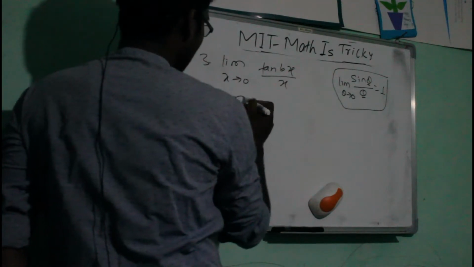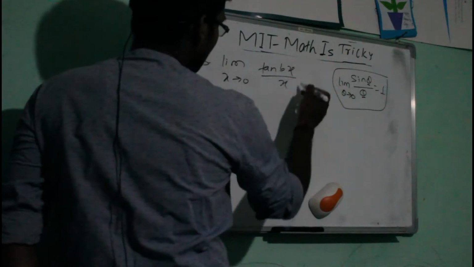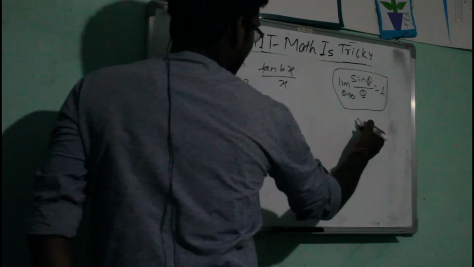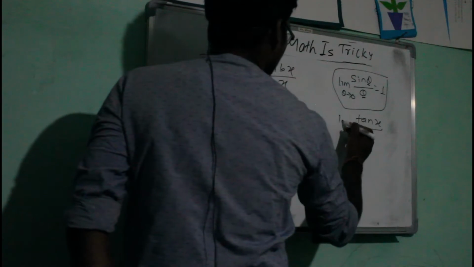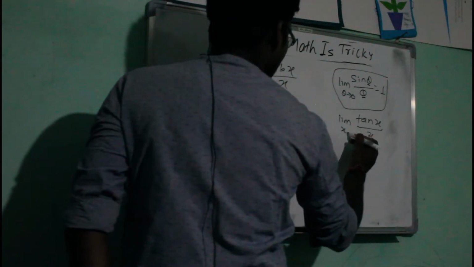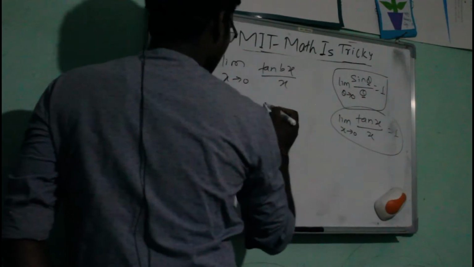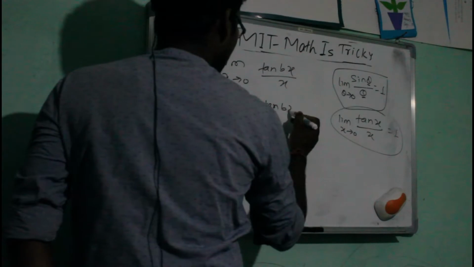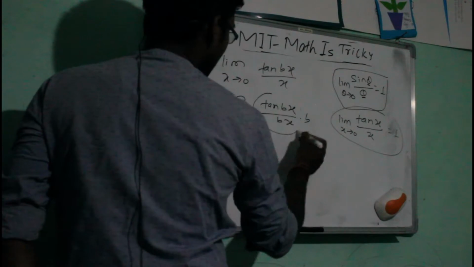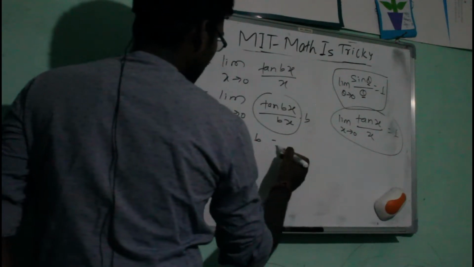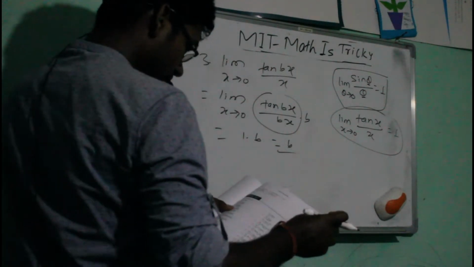So what we can do here, limit x tends to 0. As we know, this is also a formula: tan x by x, as x tends to 0, is also 1, as I have just proved. So simply you can write this as a formula. So let's write tan bx by bx, into b to balance this, so this is going to be 1, so we can write 1 into b equals b. This is your answer.